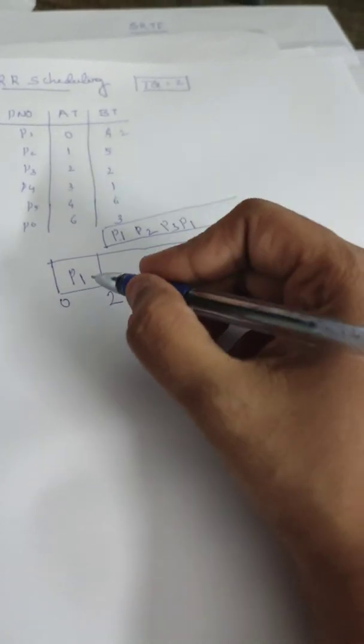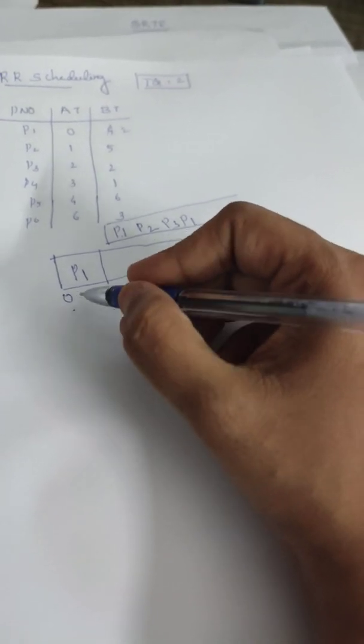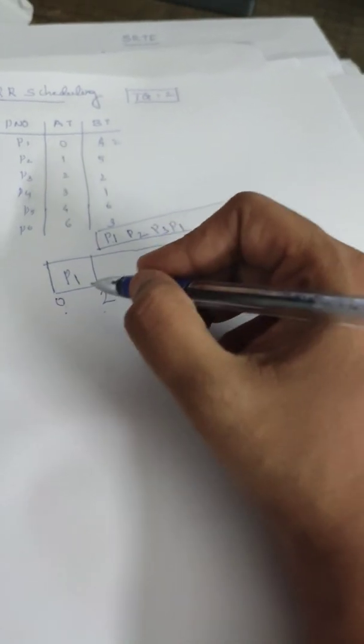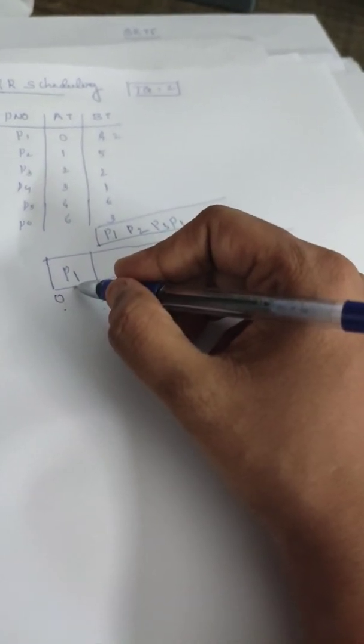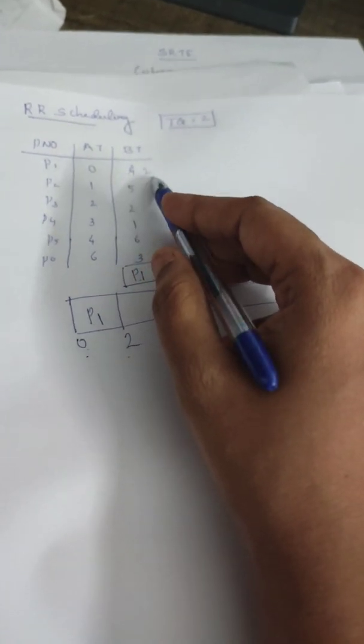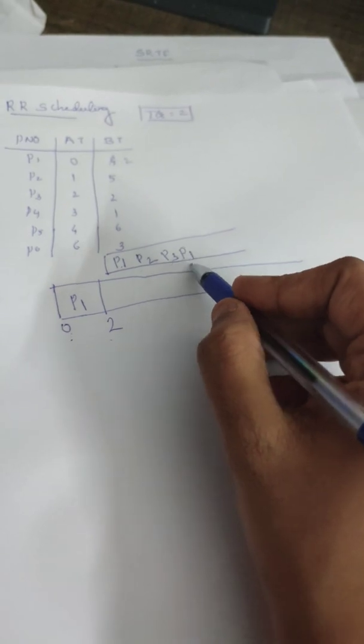Listen, process P1 starts at time 0 and takes 2 milliseconds. During this time interval, processes P2 and P3 get inside the ready queue. Process P1 has not completed its execution since the burst time is given as 4. So the remaining 2 milliseconds is there, and you put P1 back behind process P3.